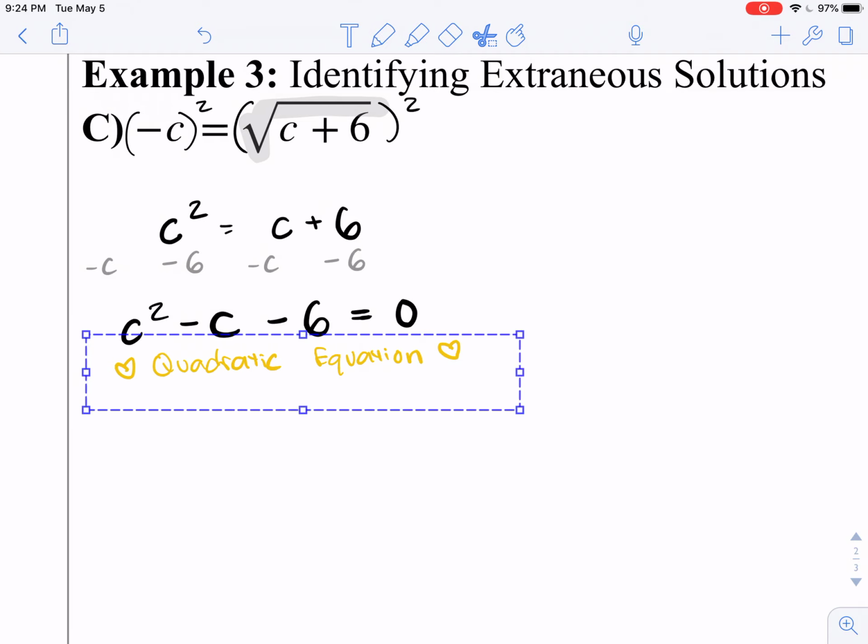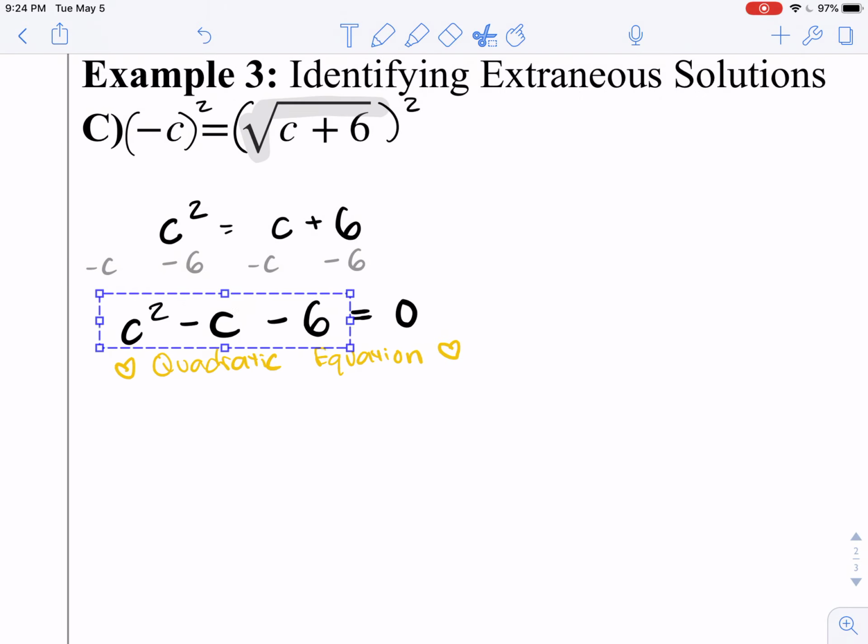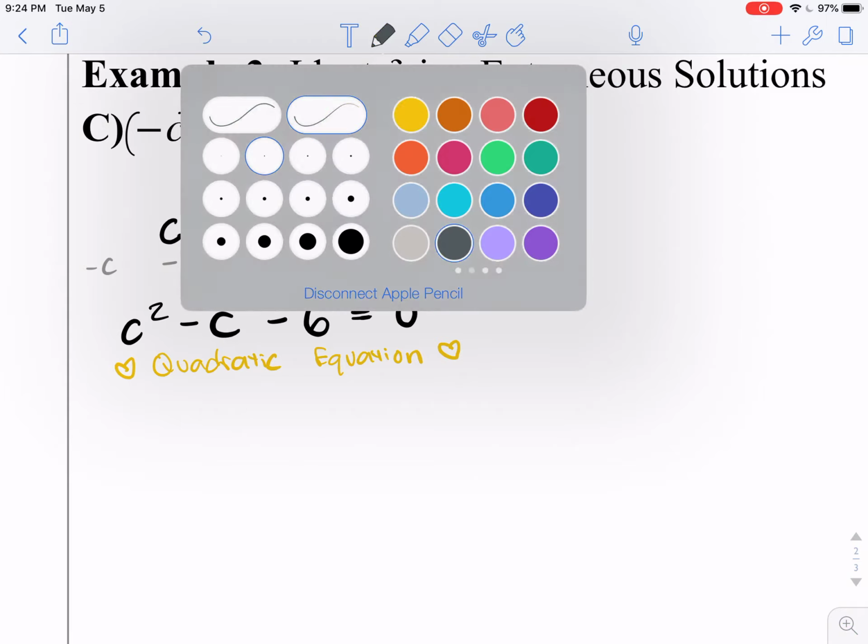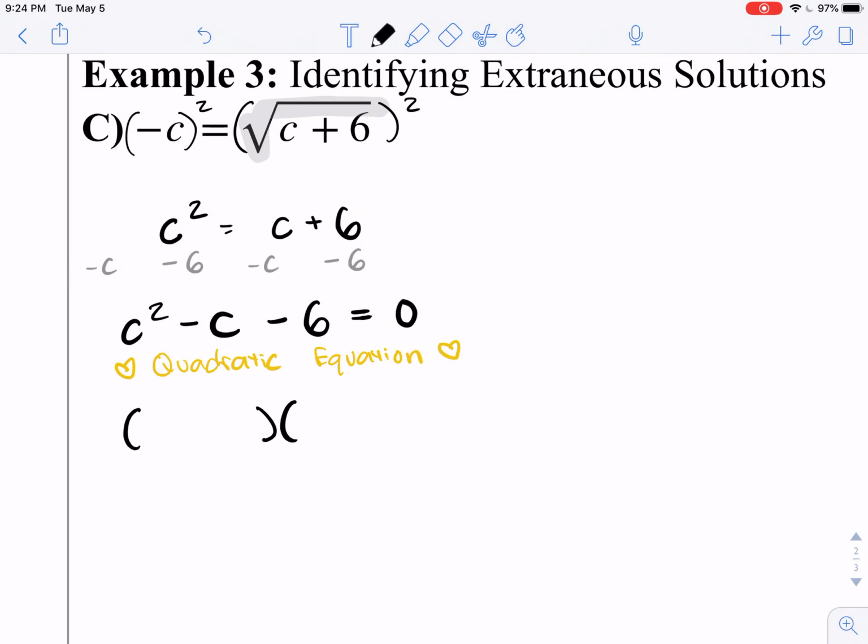Well, we plug them in the quadratic formula, or we graph them, or this one, you guys, this one's going to be really fast to factor, so let's factor it. Again, we're looking for 2 numbers that multiply to negative 6 and add to negative 1. Those numbers are going to be, what did we say? Multiply to negative 6, add to negative 1. So that'll be minus 3 plus 2. So I have c minus 3 and c plus 2 equals 0.